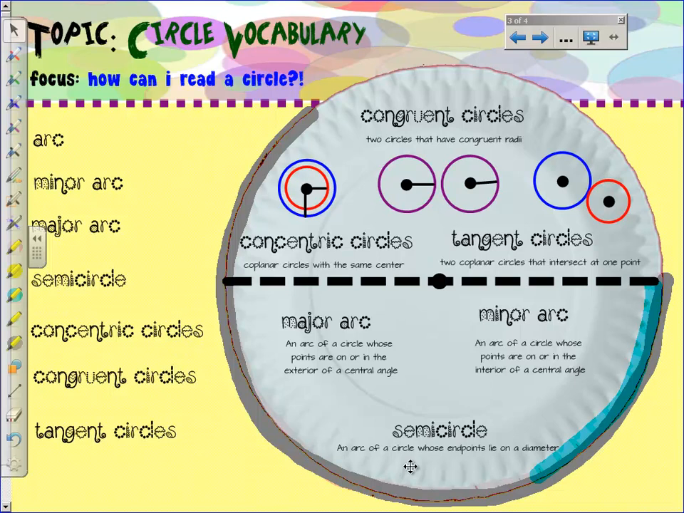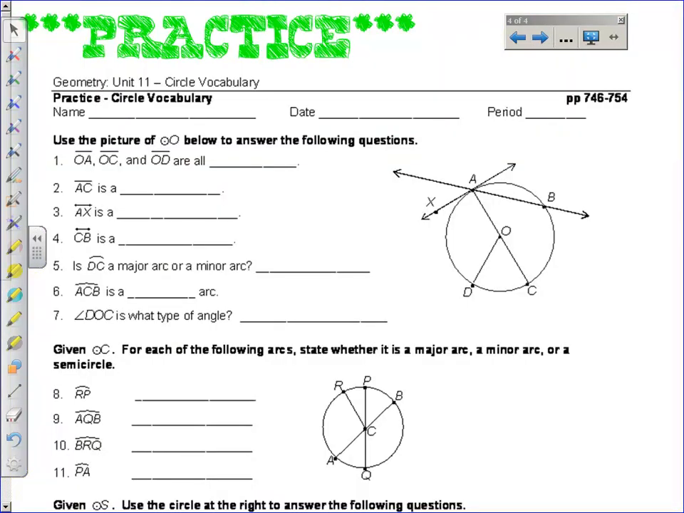But at this moment, we have done all the vocabulary, so you can move on to the practice, and that's going to be a good test of if you understand what all this information means. So go ahead and get started on that, and let me know if you have any problems.